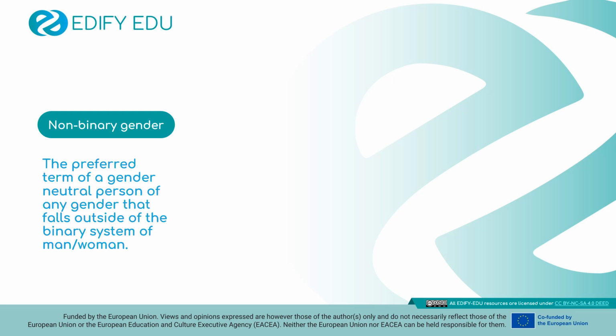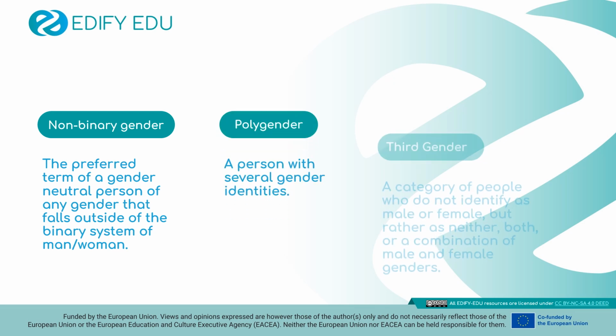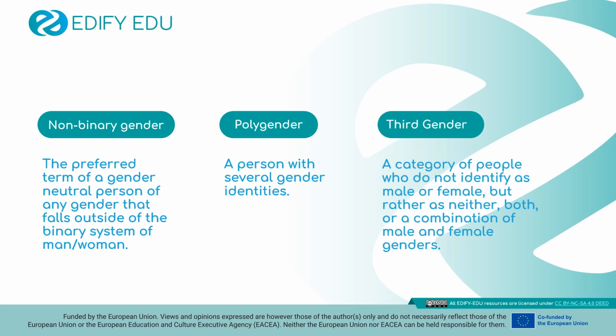Non-binary gender is the preferred term of a gender-neutral person of any gender that falls outside of the binary system of man and woman. Polygender describes a person with several gender identities. Third gender describes a category of people who do not identify as male or female, but rather as neither, both, or a combination of male and female genders.